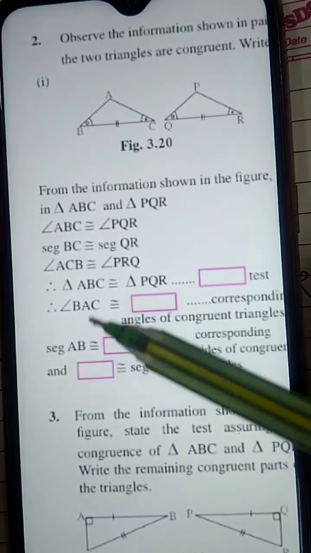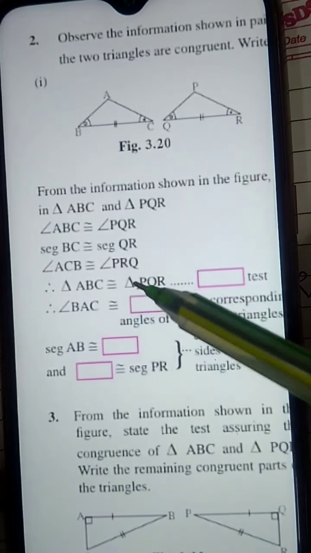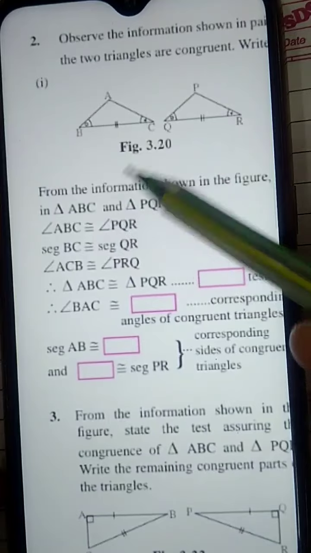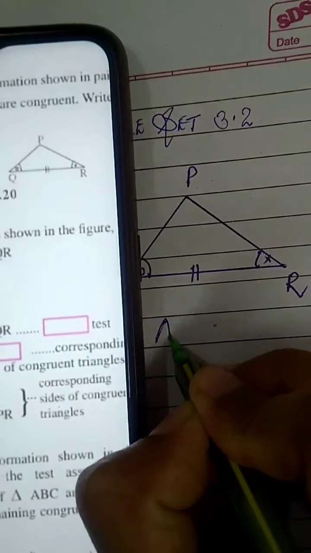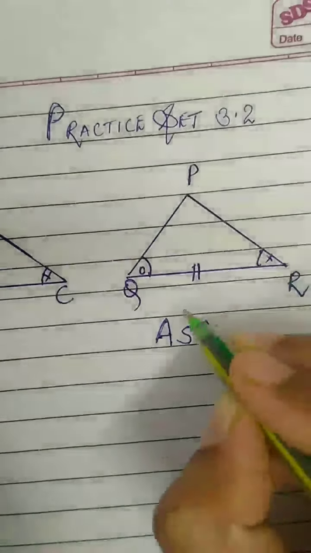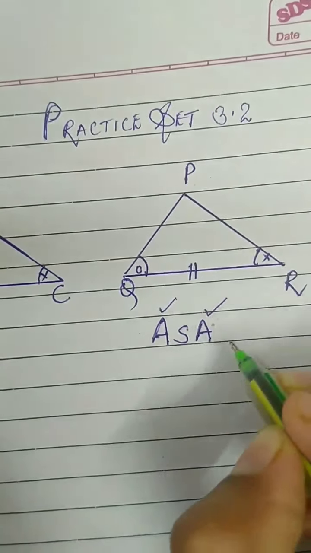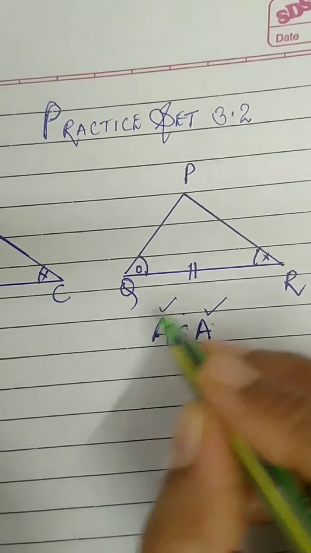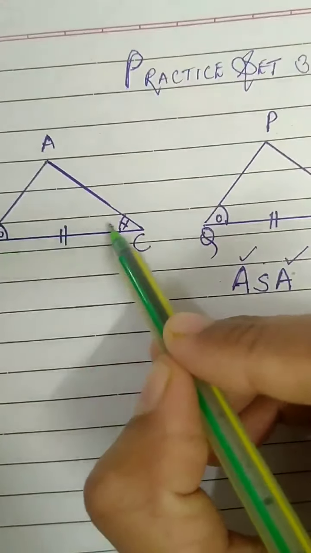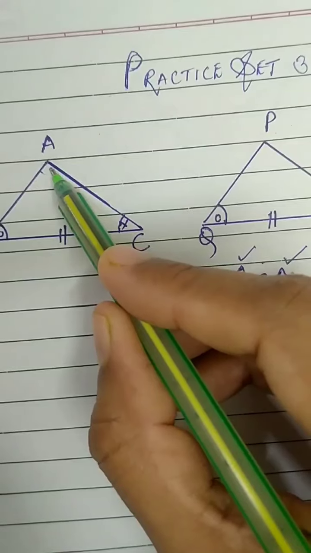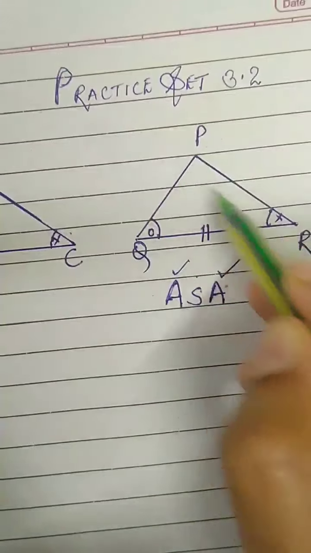Now we have to guess the names of the remaining congruent angle and side. We all know a triangle has 3 angles and 3 sides. If the name of the test is ASA, that means we have already taken 2 angles. Now only 1 angle is remaining, and 1 side is taken, so 2 sides are remaining. Which are the remaining ones now? 2 angles are taken, so this angle and this angle are taken. Which is the third angle? This one. So angle BAC is congruent to angle QPR.